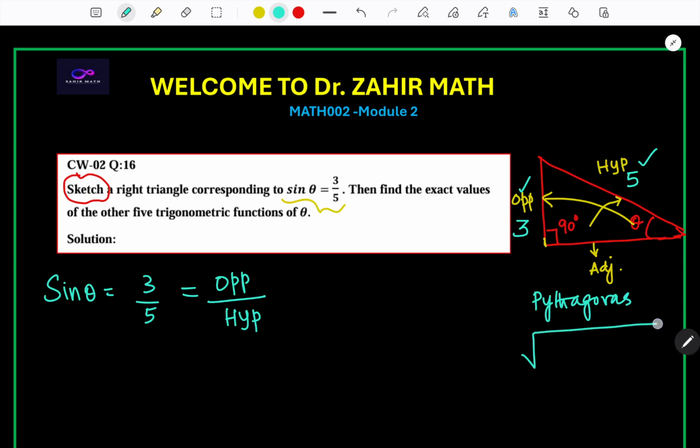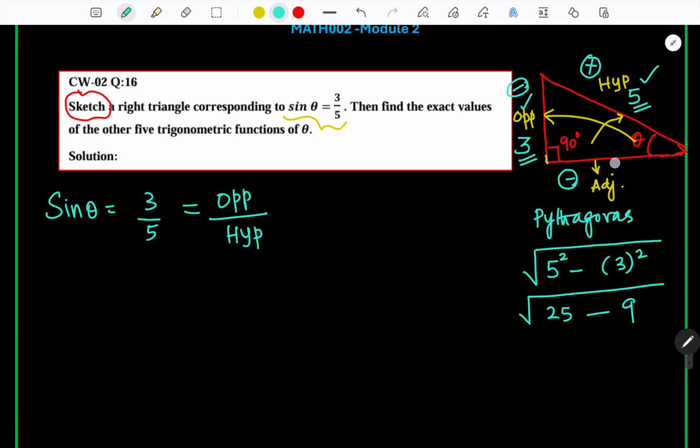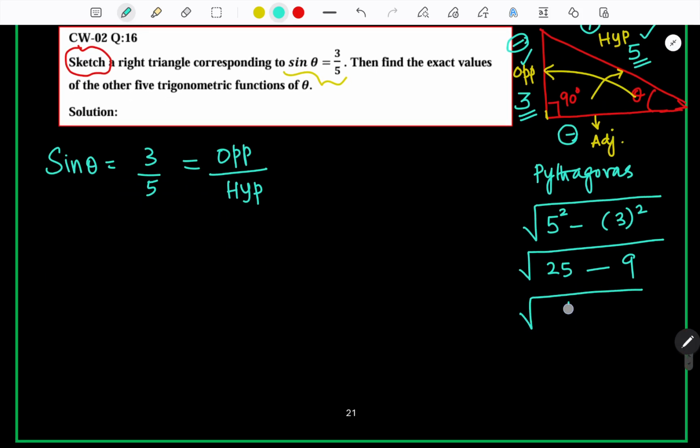So the square root: for the hypotenuse you get plus, and for this side you will get minus, and for this side you will get minus. So which is the biggest one? 5. So 5 squared minus 3 squared, which is 25 minus 9, which is root 16, which is equal to 4. So this is going to become 4.